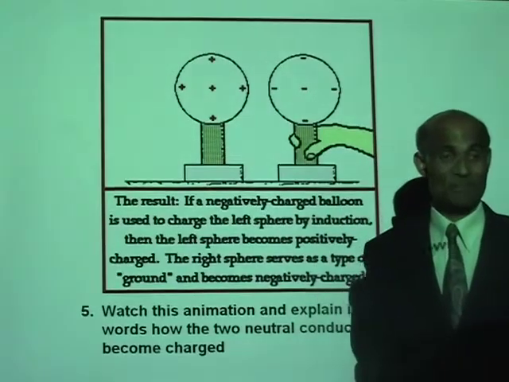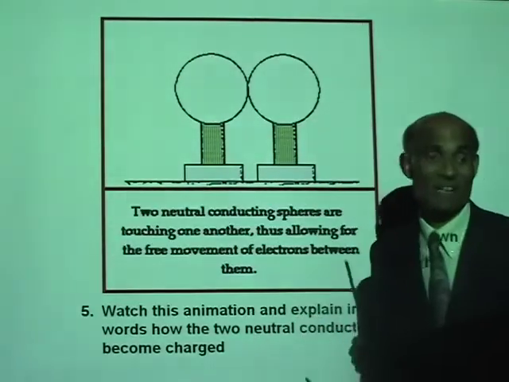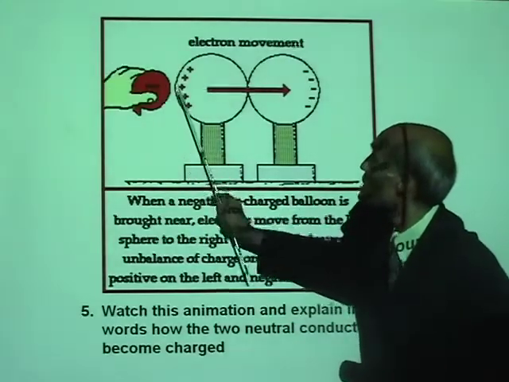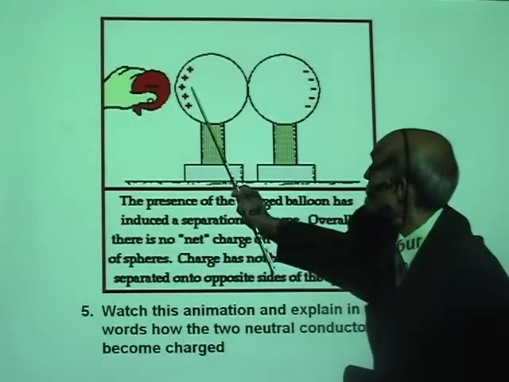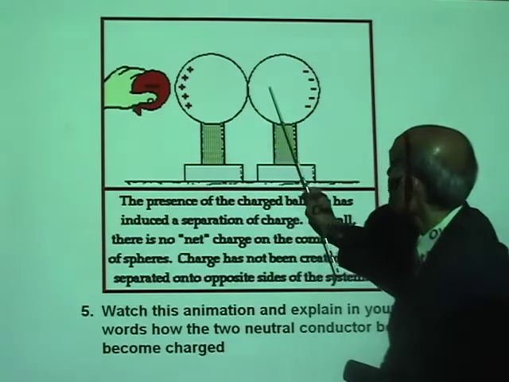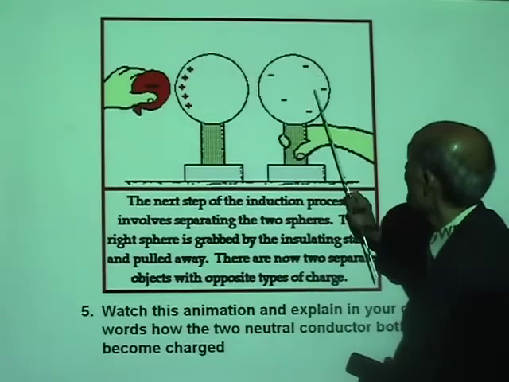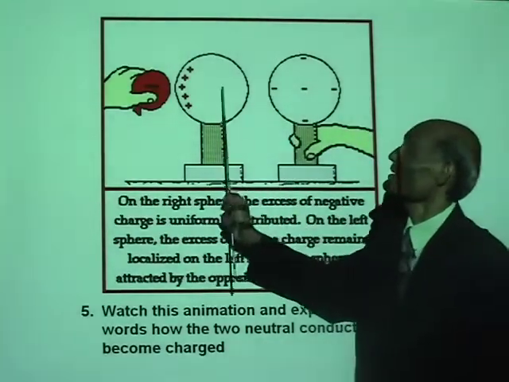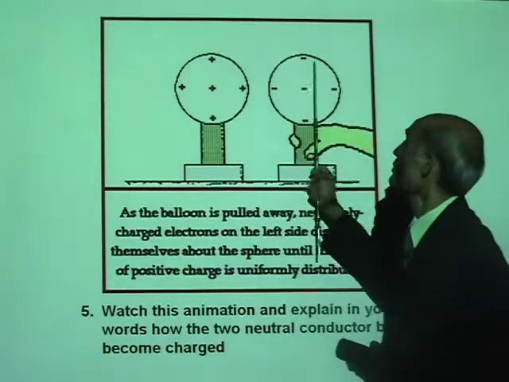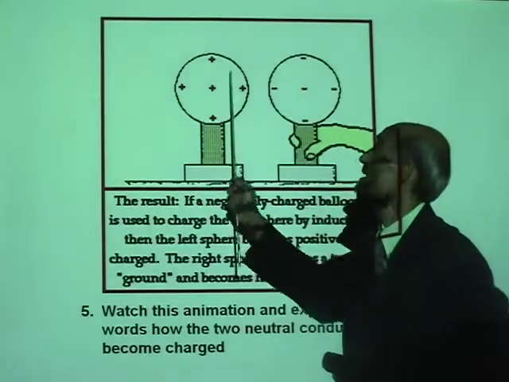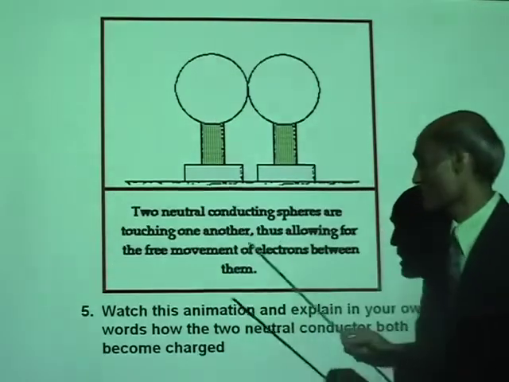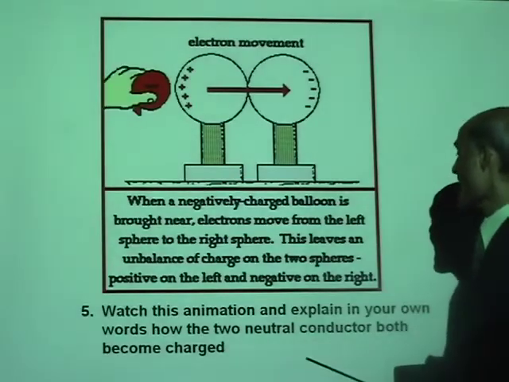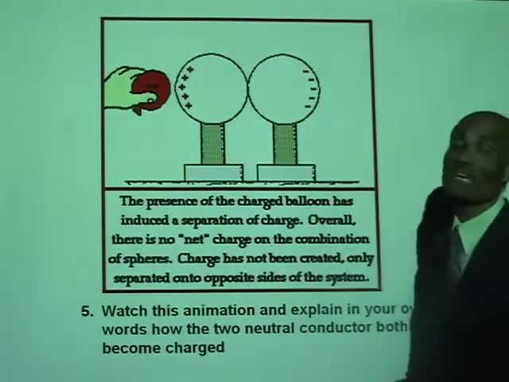Interesting, isn't it? Well, very fascinating actually, electricity. Watch one more time. Bring a negatively charged object near. Don't touch it. That drives all the negative charges to the farthest point here. And now remove that second object. That means these negative charges cannot come back. So this has some excess negative charge and that has some excess positive charge. So watch this animation and explain in your own words how the 2 neutral conductors became charged.